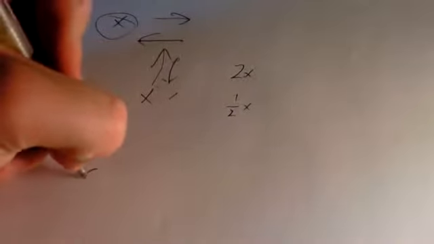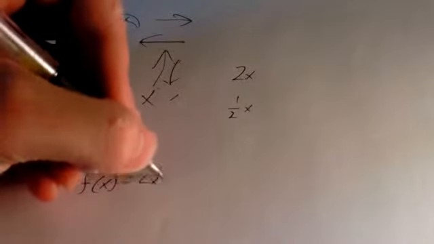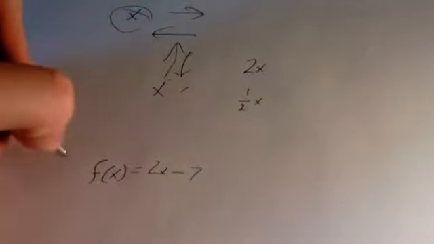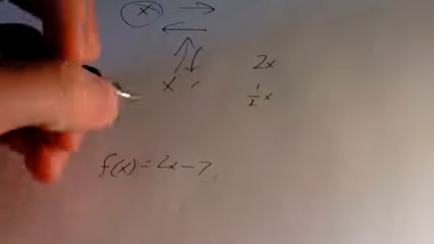So the first thing we want to do is say, if f(x) equals 2x minus 7, what are we going to do when we take this result and put it into the inverse function?